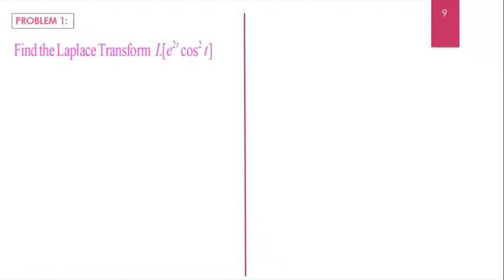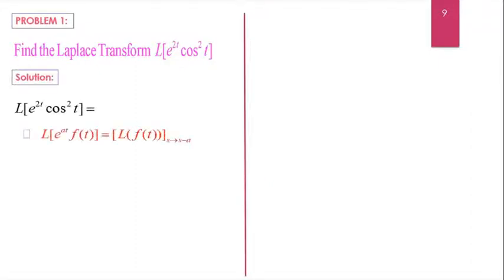So now let us move into the problems under first shifting theorem and find out what is Laplace of e power 2t cos square t. Here f of t is multiplied by e power at, so very well we can use the first shifting theorem to solve. Laplace of e power at f of t is nothing but Laplace of f of t where s is replaced by s minus a, or s is shifted to s minus a.